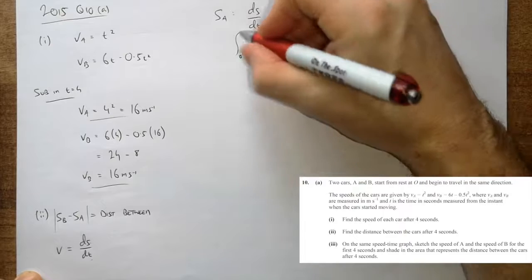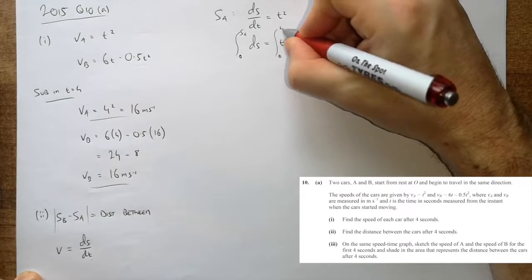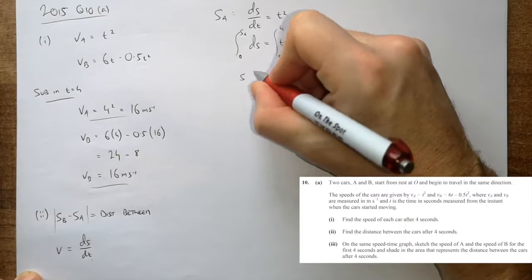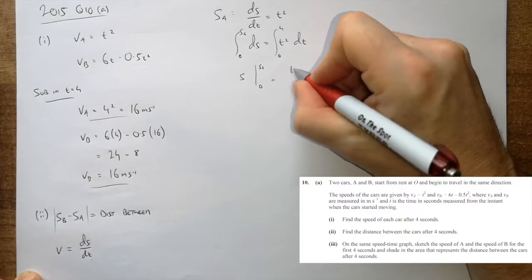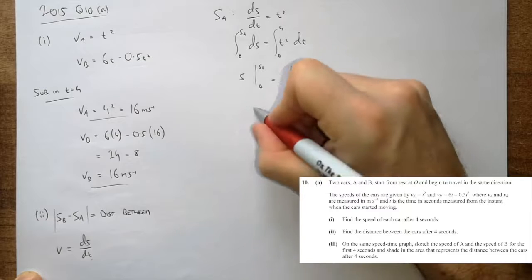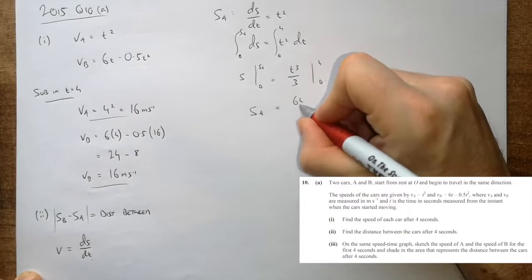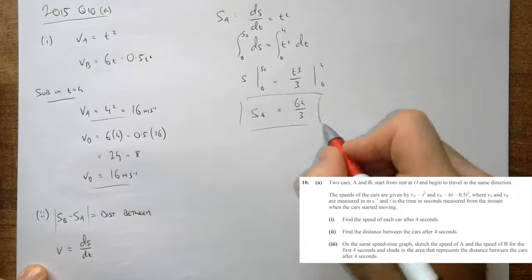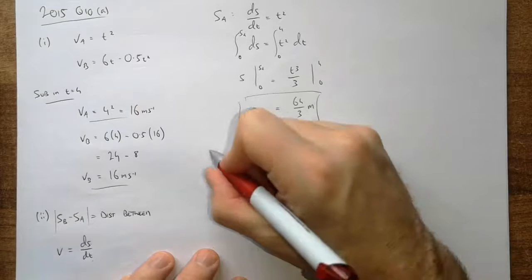All right, we are looking for SA there, and that means we're looking after 4 seconds, so that's our limit number 4 there. All right, so we have S, limits SA and 0, is t cubed over 3, limits 4 and 0. This is nice and handy stuff, and that is 64 over 3. All right. I'll leave it as a fraction for the moment. Meters, of course, don't forget that.